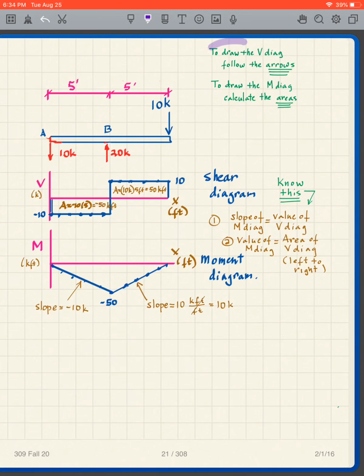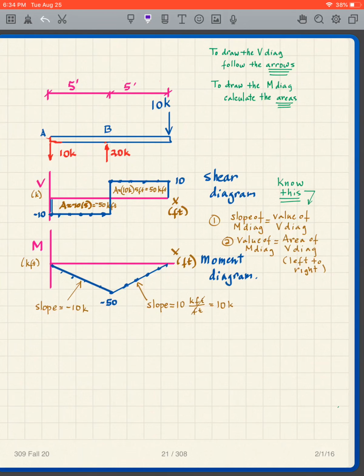Okay, so to draw the shear diagram, we're going to follow the arrows. So the key here is, for the shear diagram, we're going to follow the arrows. For the moment diagram, we're going to follow the areas. So arrows, areas. What do I mean by that? I've got arrows here. So we're going to begin at 0 and end at 0.